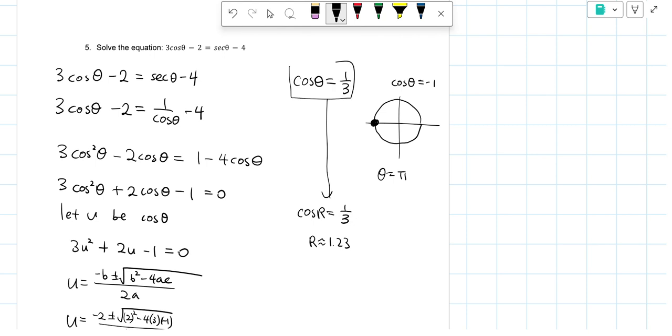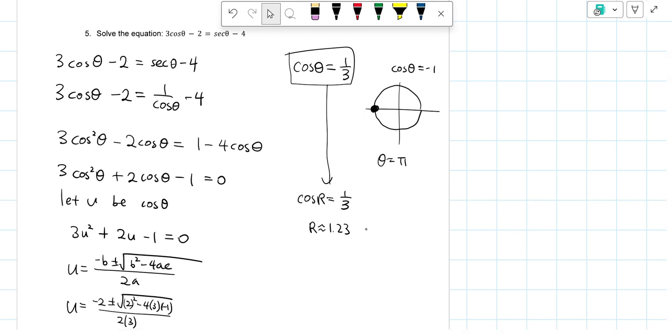My original cosine theta was positive, which means that my angles would be in quadrant 1 and quadrant 4. So let's solve for each quadrant. In quadrant 1, x is just equal to r. In quadrant 4, x is equal to 2 pi minus r. So it's just going to be 1.23 in quadrant 1, and in quadrant 4 it's going to be 2 pi minus r. So you also use a calculator: 2 pi minus 1.23. So my angle is approximately 5.05.